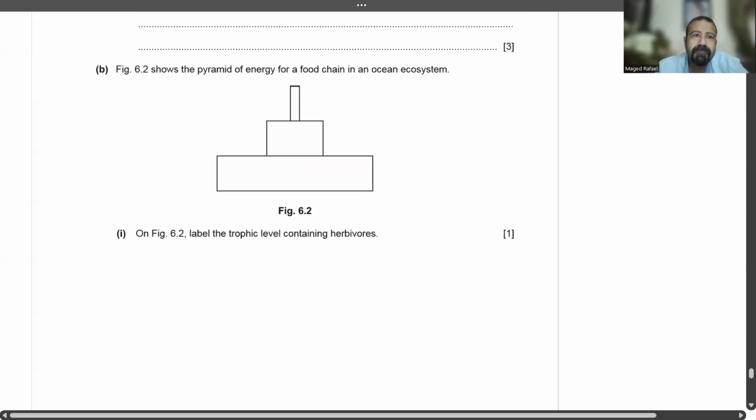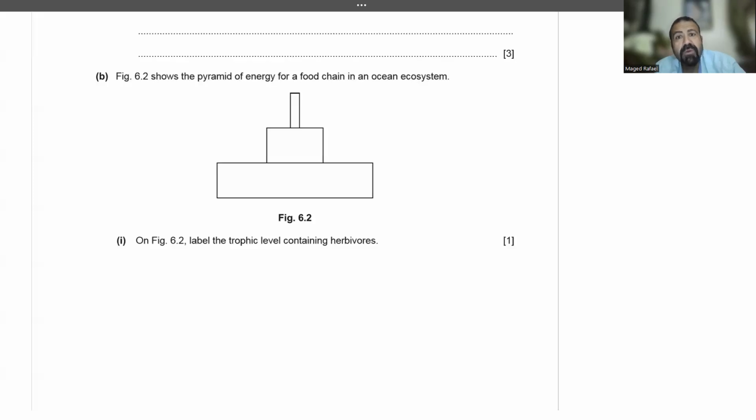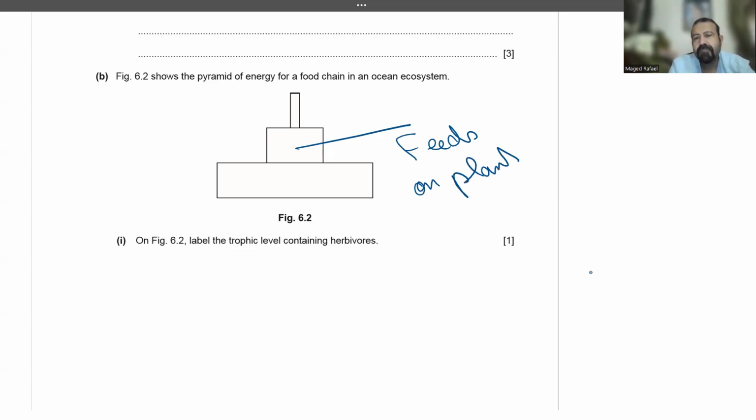Question B. Figure 6.2 shows the pyramid of energy for a food chain in an ocean ecosystem. He wants you to label the trophic level containing herbivore. The herbivore will be on what level? Herbivore means living organisms that feed on plants.